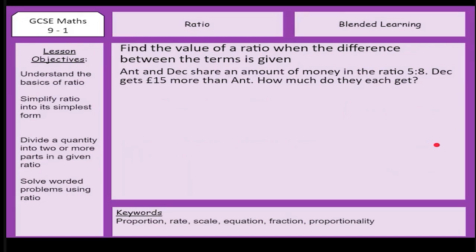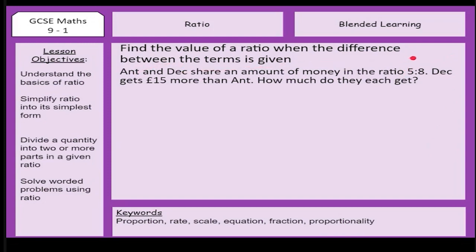Next, find the value of the ratio when the difference between the terms is given. So this is an example when somebody gets more than somebody else. So Ant and Dec share the amount of money in the ratio of 5:8. Dec gets £15 more than Ant. How much do they each get? First of all, I've got to work out how many more parts does Dec get than Ant. Remember, Ant comes first, then Dec.